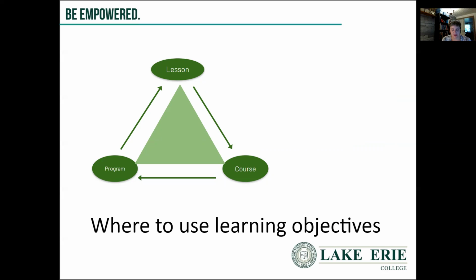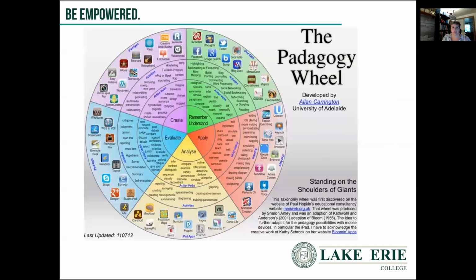Program level objectives are not directly assessed and tend to remain fairly broad. There are several great resources out there that can help you match the cognitive domains with the appropriate action verbs, activities, and texts or apps. Learning objectives should include measurable verbs and should be written with only one verb. Lesson level objectives should not be higher than course level objectives in the cognitive domains.